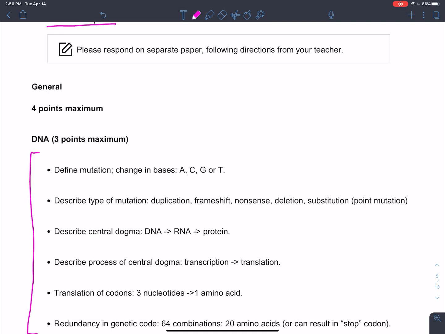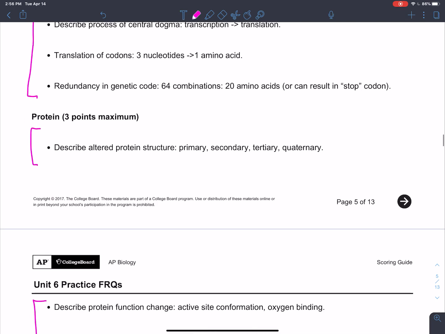Be very specific as to what you are talking about. People just used codons without explaining it, base pairs, nucleotides. Make sure you specify your vocabulary words. After that, the biggest problem was the protein.